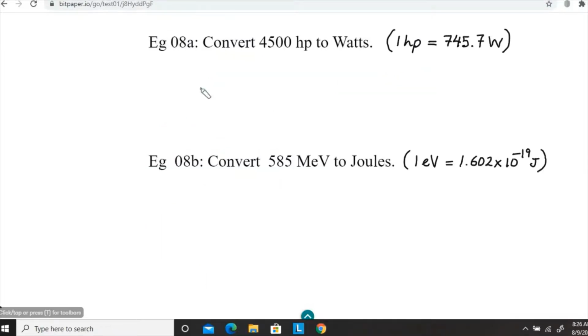Okay, let's try out these two examples. So the first one, we have to convert 4500 HP. Now the HP here stands for horsepower.